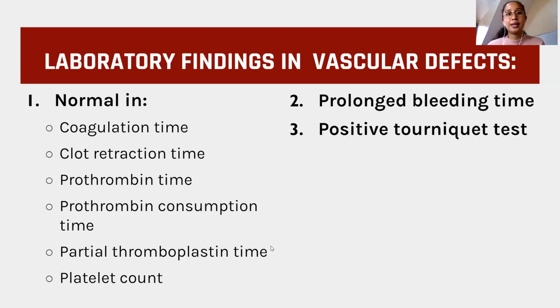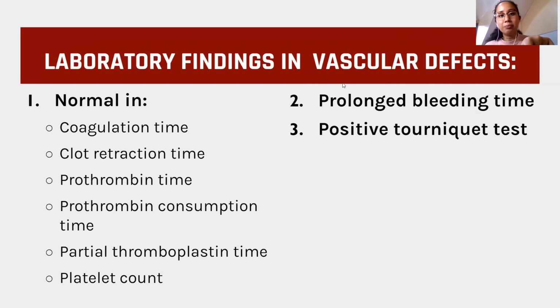So mag-focus tayo sa mga laboratory tests. So laboratory findings in vascular defects. So take note class, ang vascular defects is there's something wrong with your primary hemostasis. So syempre, ang mag-a-abnormal pag may vascular defects are mga test para sa primary hemostasis. And usually these tests are your bleeding time and tourniquet time. So expect that if there's something wrong with your vascular system, example, you have scurvy, or you're already old, expect a prolonged bleeding time and positive tourniquet test.